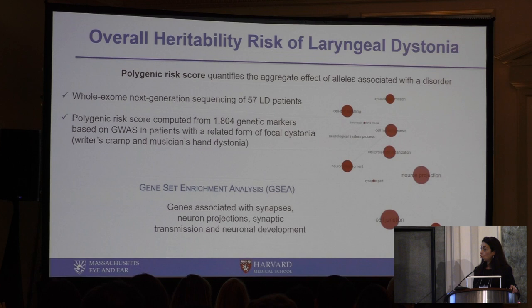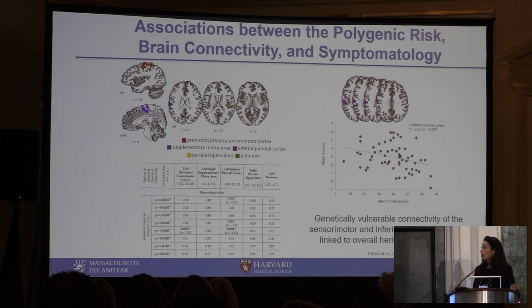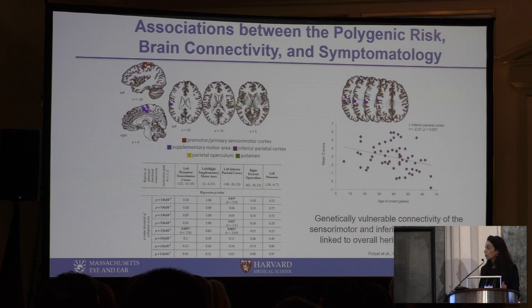What we found was that polygenic risk of laryngeal dystonia depends on an enrichment of genes associated with synapses, neuron projection, synaptic transmission, and neuronal development. Interestingly, we also found that polygenic risk is associated with vulnerable connectivity of sensory motor and parietal cortices. And it's also correlated with age of onset of the disorder. So this knowledge, in a way, linked brain alterations, symptomatology, and genetics, and is guiding our way to identifying specific genes that are causative of laryngeal dystonia.